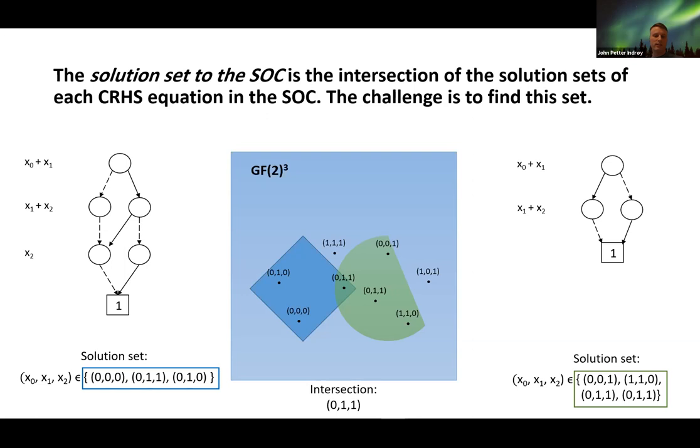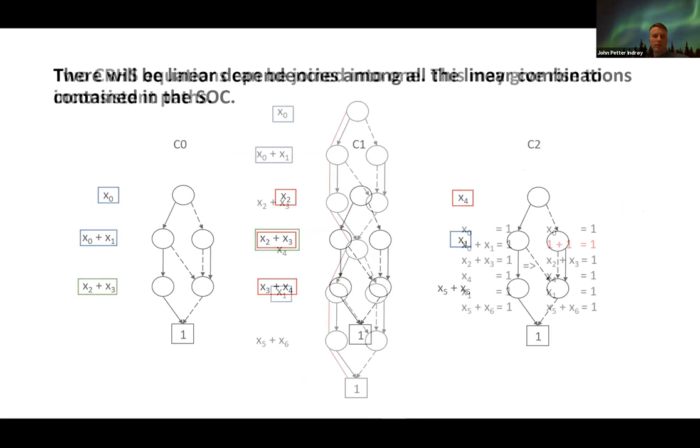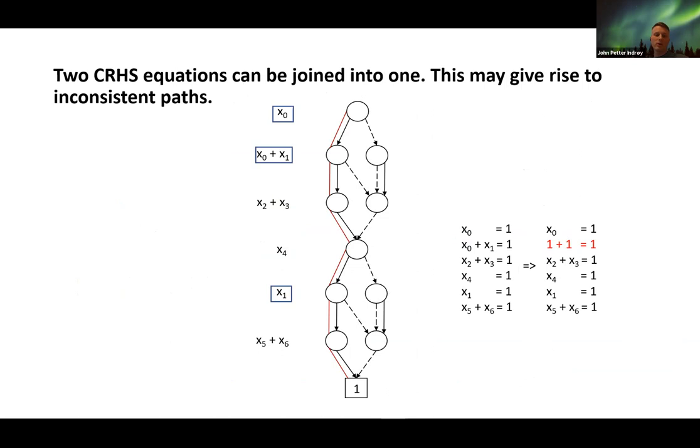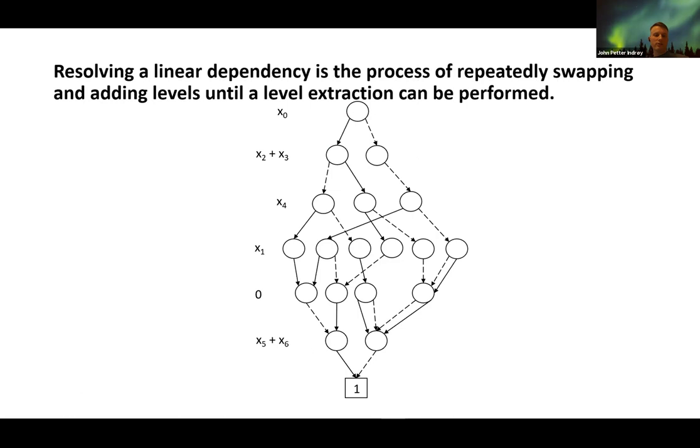To show how we can do this, we gave a very small SOC with only three compressed right-hand-side equations and three linear dependencies. Linear dependencies are helpful in the sense that they give us inconsistent paths. And we know that an inconsistent path is not part of any solution set, so we need to get rid of them. We do this by what we call linearly absorbing this linear dependency, which essentially is just a series of add and swap operations that will result in the special case where a linear combination is a constant, in this case a zero that is always zero. And then you can just extract that level out of the compressed right-hand-side equation.